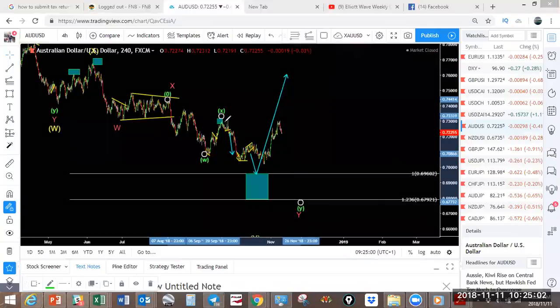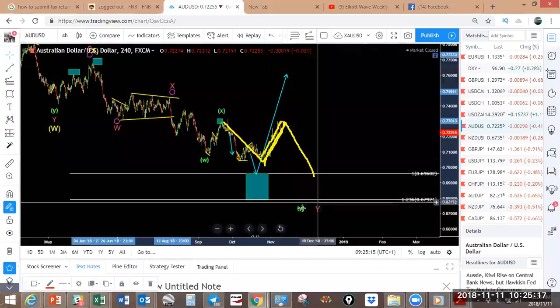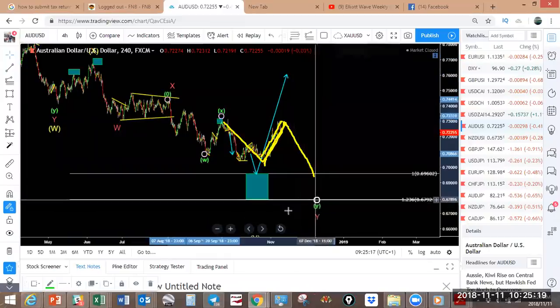Let's look at this structure. This lower degree, 1, 2, 3. Then that will complete into the blue box. That is the structure that we expect. So this coming down here below this structure and coming down here will mean that we will be completing the last wave to the downside. This green Y, and the red there.